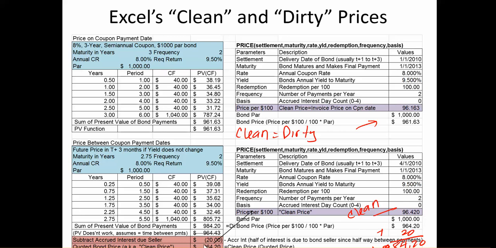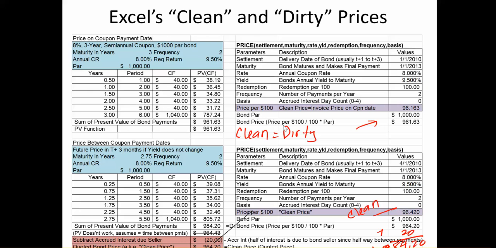That is the clean price. That is not the present value of future cash flows. So that's an important thing to remember. When you use Excel's price function, it is not giving you the present value of all future cash flows. It is giving you the clean price. If I want to get the dirty price or invoice price or the present value of all cash flows, I need to add back the $20, and then I get the $984. That's my total invoice price if I bought this bond.